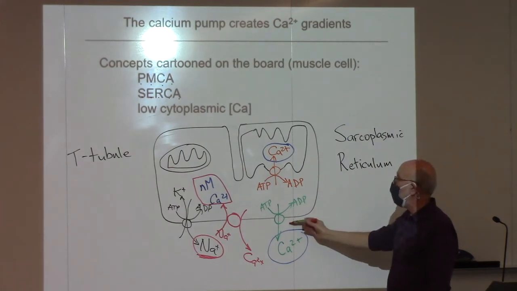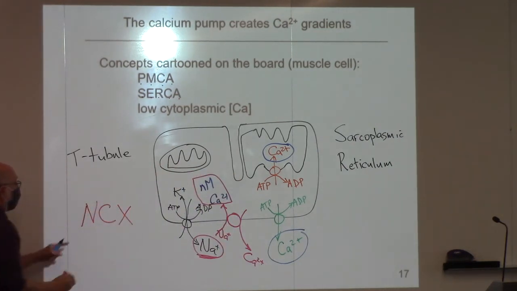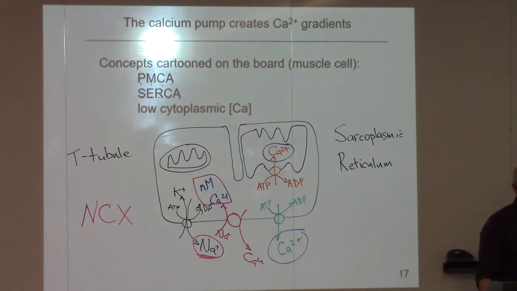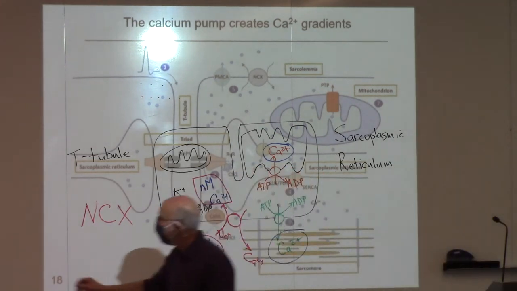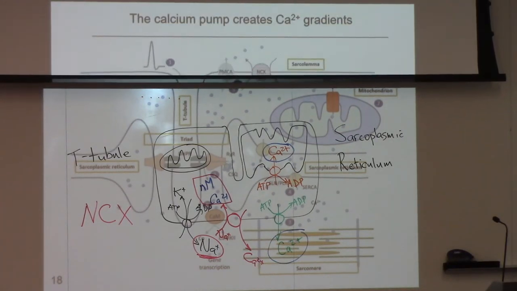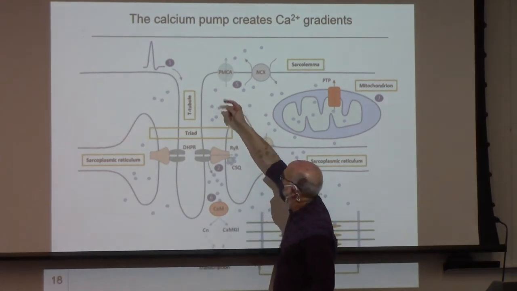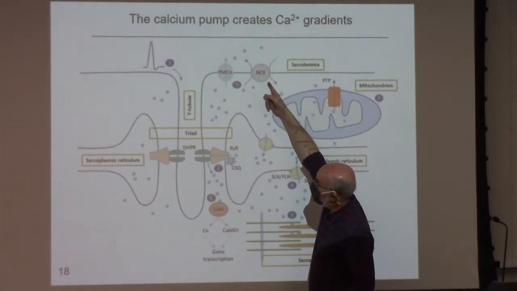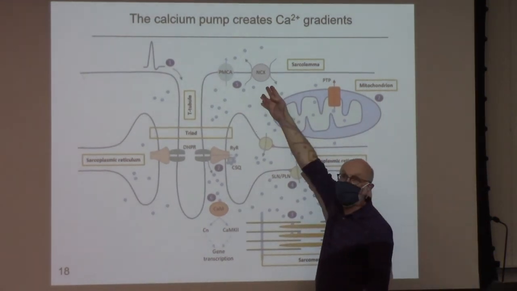So we have three proteins that do low cytoplasmic calcium. SERCA, PMCA, NCX. Sodium calcium exchanger. Here's the... PMCA, SERCA, NCX. We don't even see the sodium potassium pump here, but it's got to be there in order for there to be a gradient that NCX uses.